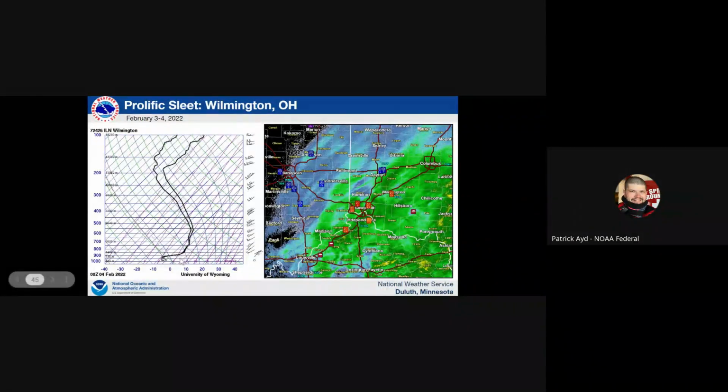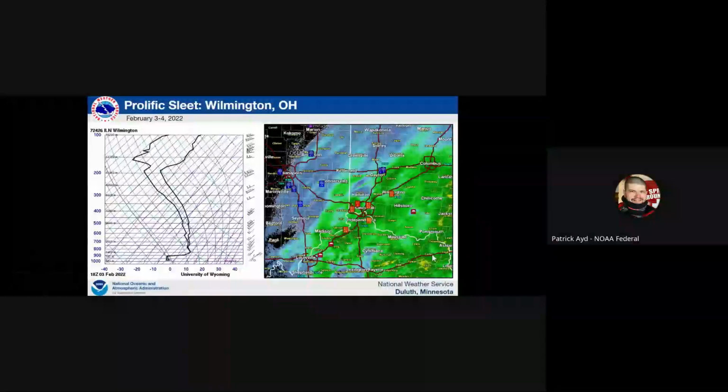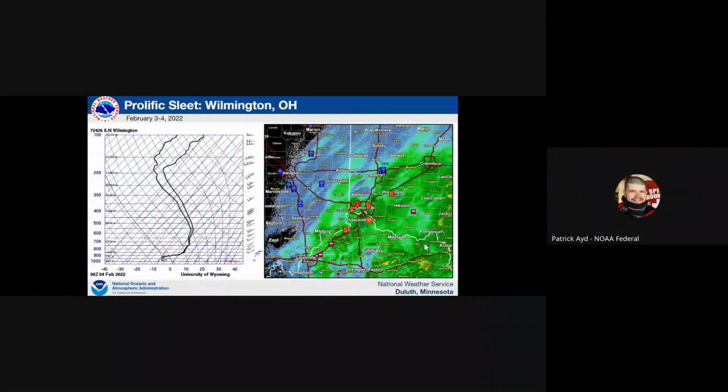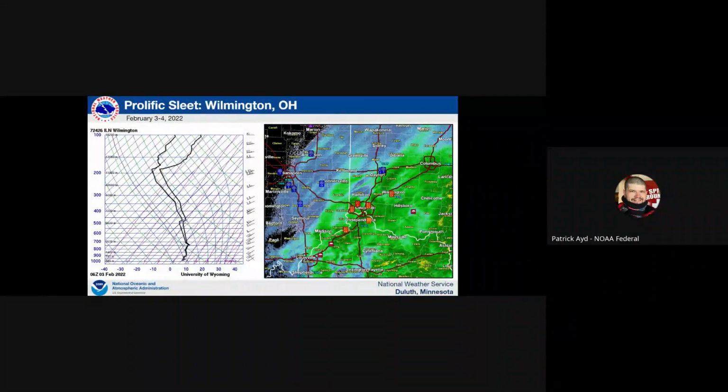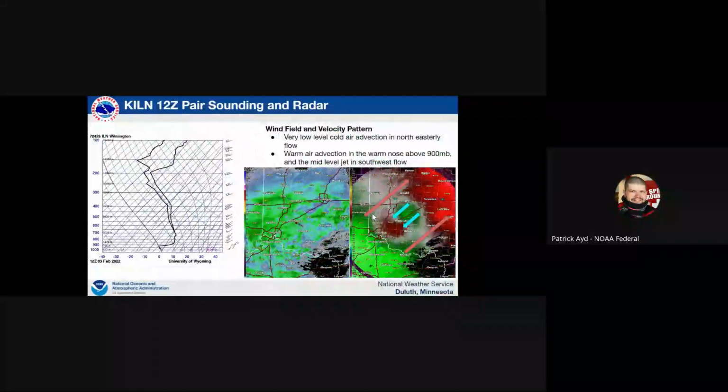We can see a very strong melting layer aloft with a very strong refreeze layer. They're fairly proportional, so we're favoring the production of sleet. On the right is just towards the end of the event, because it shows the sleet accumulations on the order of 2 to 3 inches of sleet, which is probably a problem across Cincinnati and into Wilmington, Ohio.